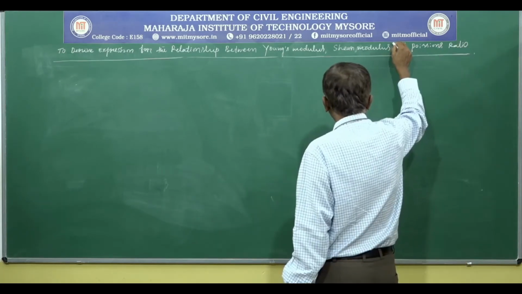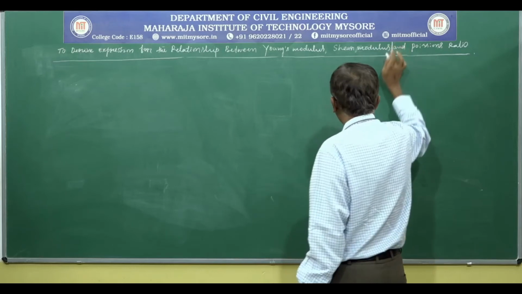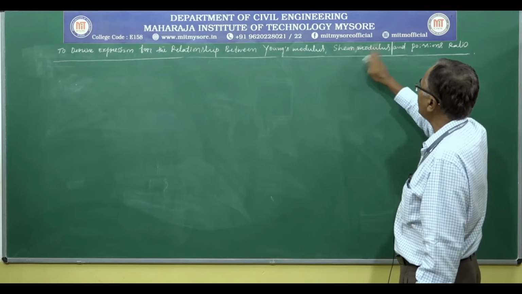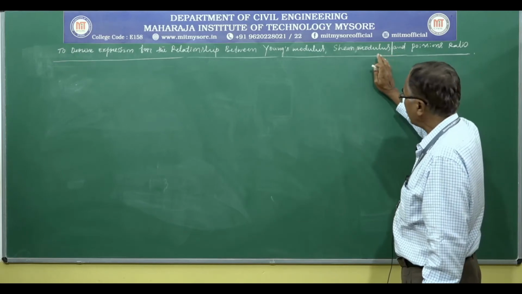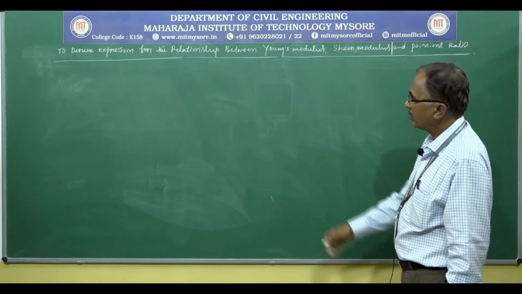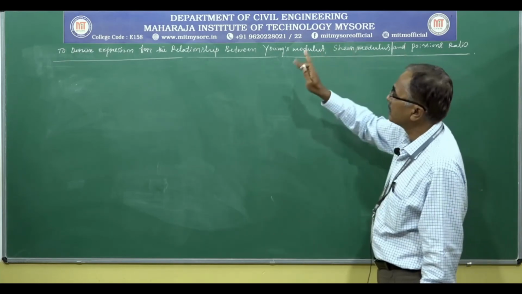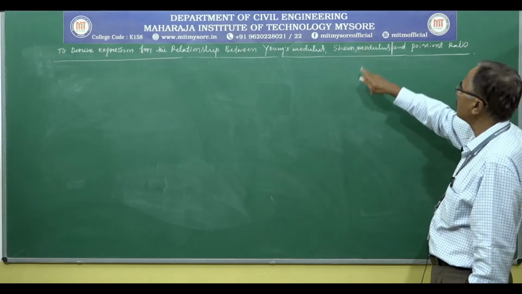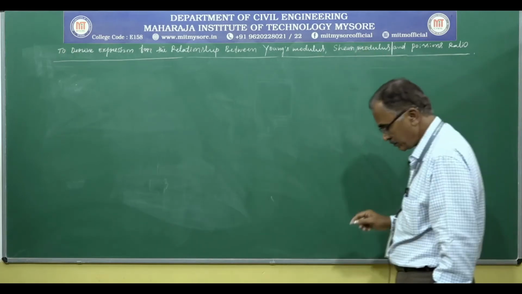So, they may restrict only up to here. To derive the expression for the relation between Young's modulus and shear modulus, for that also we do the following. They may also ask to derive the expression for the relationship, or to show the relationship, between Young's modulus, shear modulus and Poisson's ratio.